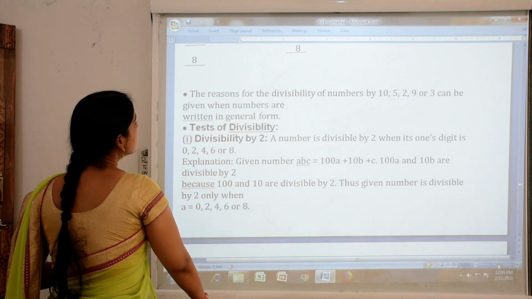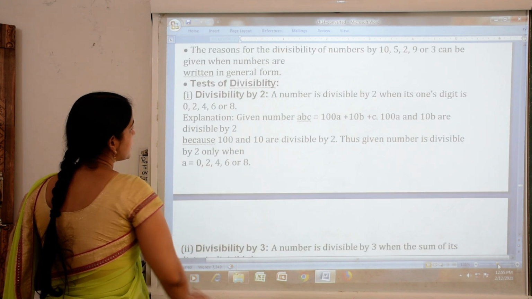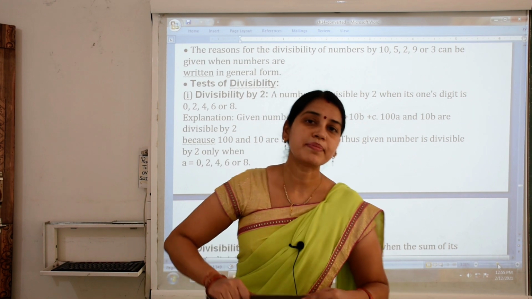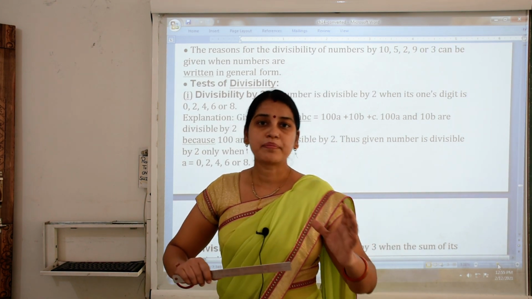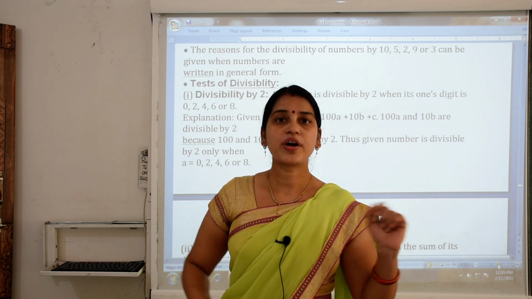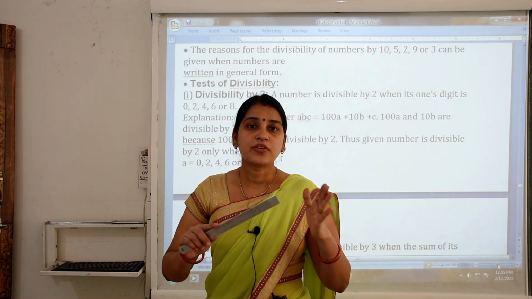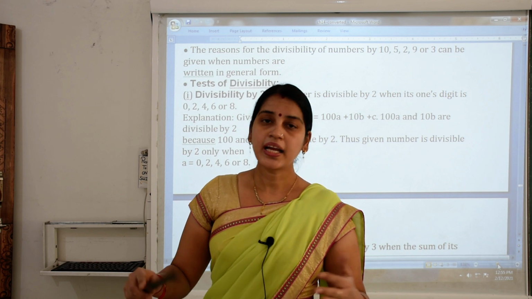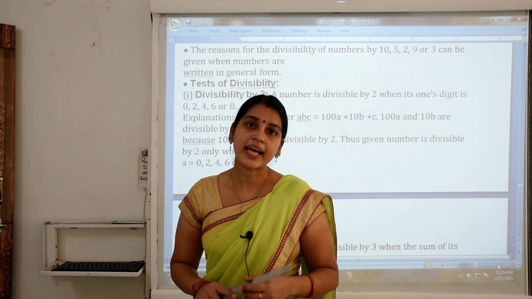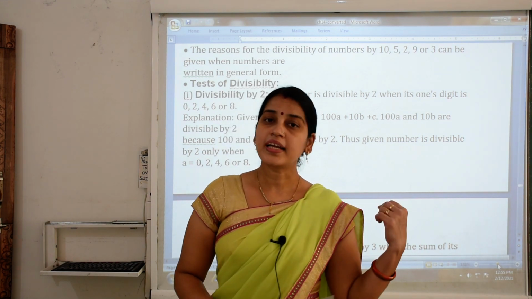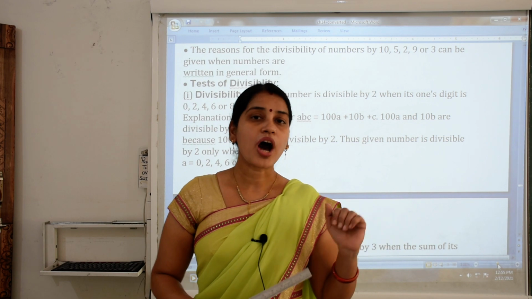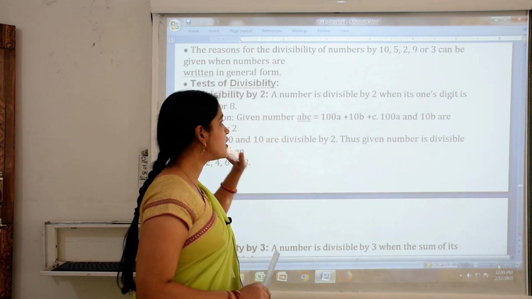First we see the test of divisibility. So divisibility by 2. अब divisibility होता क्या है? Divisibility means whether any number is divided by that particular number or not. For example, 20. Is 20 divisible by 2 or not? तो आपको देखना है कि 20 से 2 divisible है या नहीं. We can check it by the divisibility test. Now how can we check the divisibility by 2?